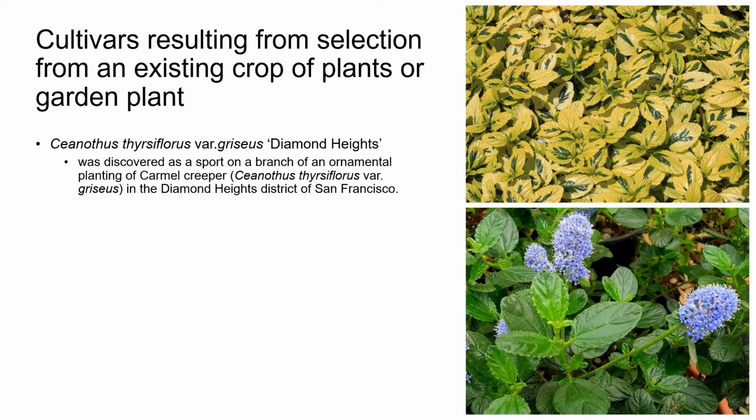This was discovered as a sport on a branch of an ornamental planting of Carmel creeper, Ceanothus thyrsiflorus variety griseus, in the Diamond Heights district of San Francisco. On the right, you can see photos comparing the brightly variegated foliage of Diamond Heights with the plain but bright green foliage that is typical of this species.